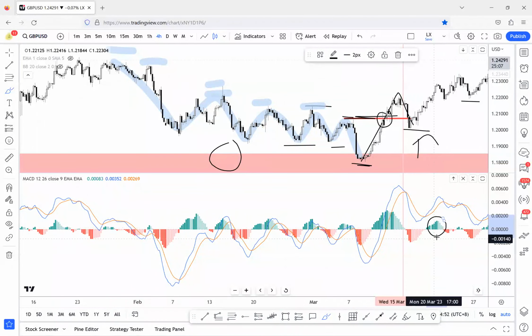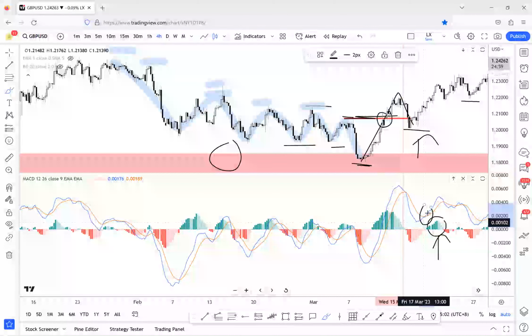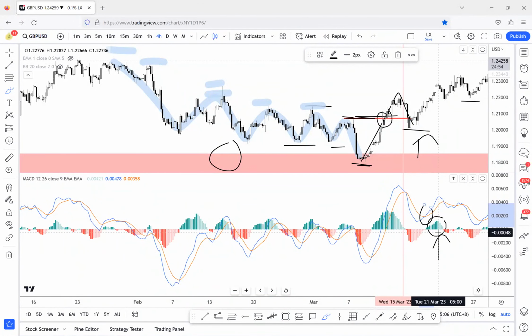Because when histogram holds above zero, or it enters the positive territory, it just means that your MACD line is above the signal line, right? So the blue line is crossing above the orange line. This is when your histogram is above zero. So once there is this structure confirmation, then we can take these crossovers as validations, right?